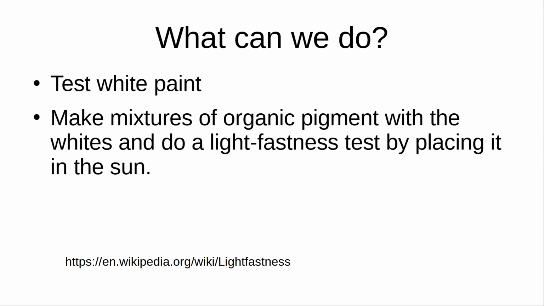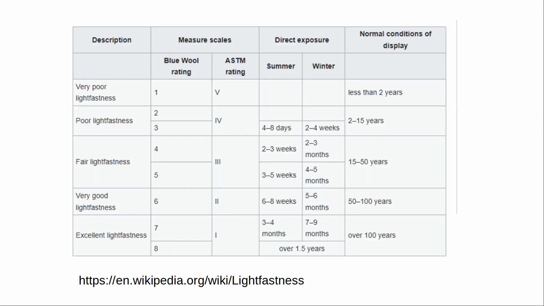What else can we do? We can test our own white paint. We can make mixtures of organic pigments with the whites and do a light fastness test by placing it in the sun. Here you can see I find that a Blue Wool rating of 6 and higher is good, or an ASTM rating of 1 and 2 is good. So if your paint can last this long in full-blown sun, then we can say under normal conditions it will last for decades.